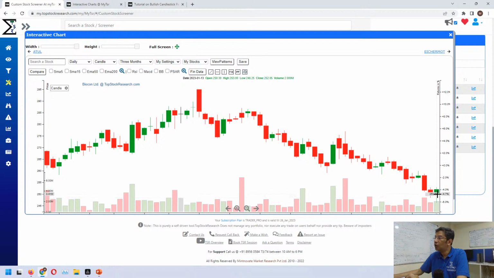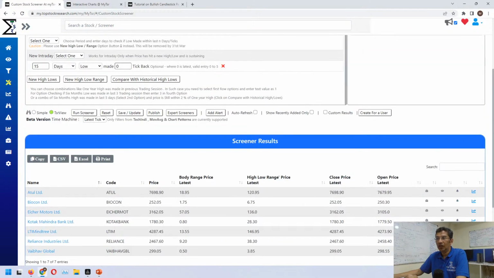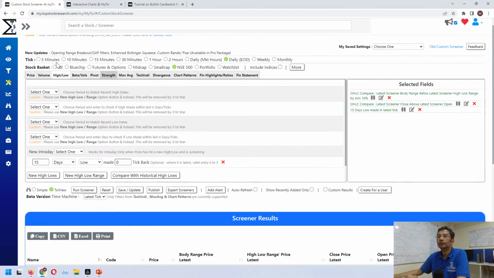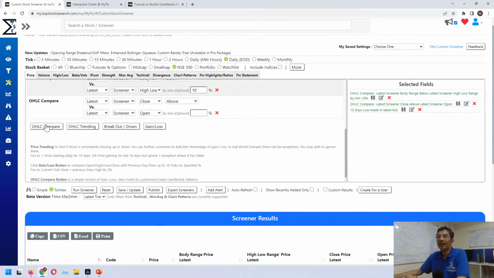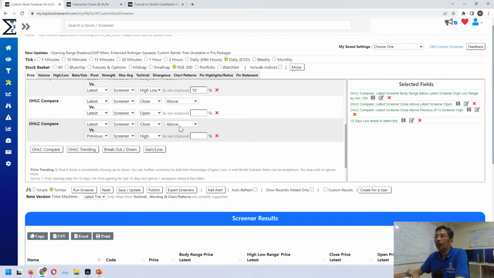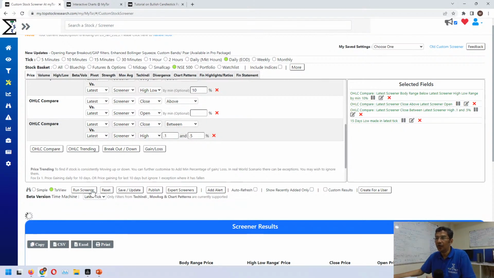The fourth thing is, if you want to have this open very close to the high, what you can do is further add a condition: latest close between 0.1 to 0.5% of high, right? So the first condition was a very small body, long wicks. The second condition is a green candle. The third condition is the close. It should be more like a hammer at a downtrend.